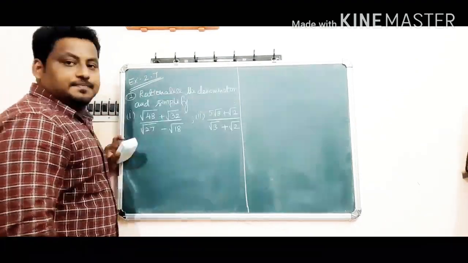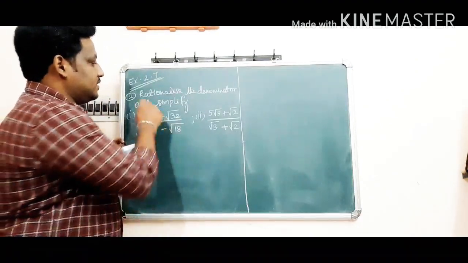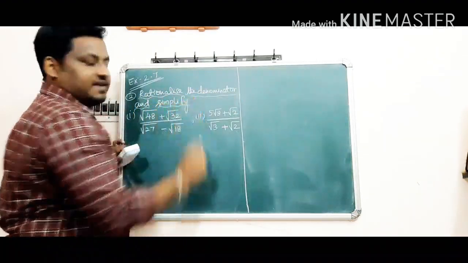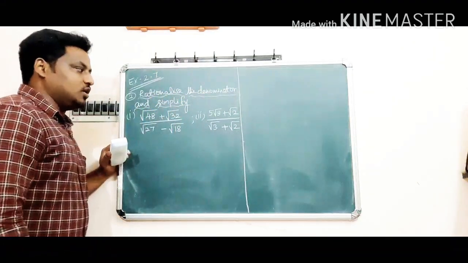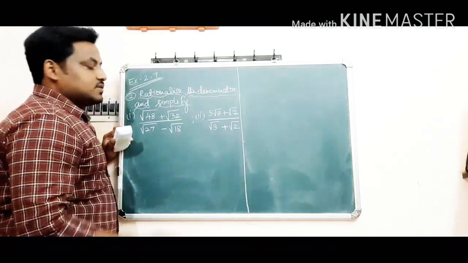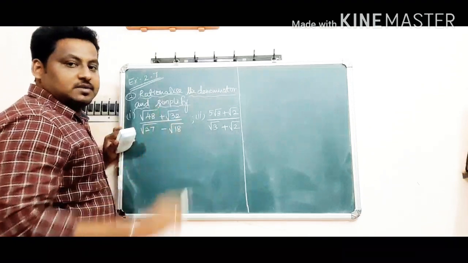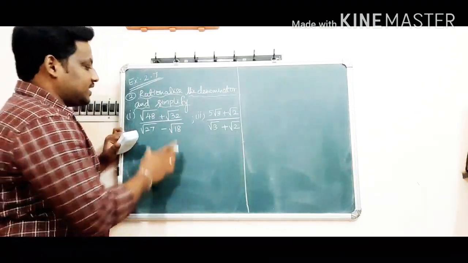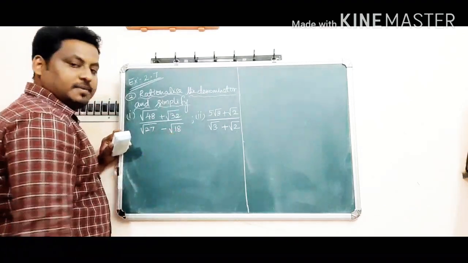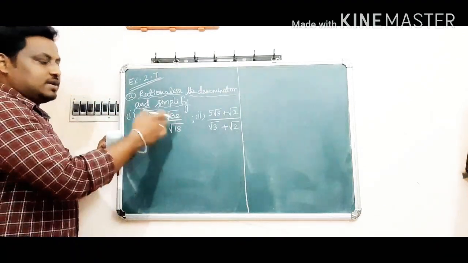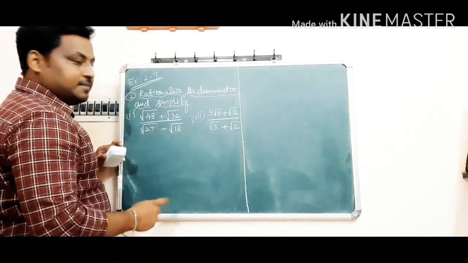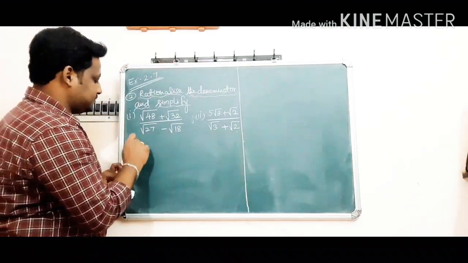Clear? Now second question, rationalize the denominator and simplify. So you have to rationalize the denominator and also you have to simplify the value. Okay. So in previous question only one term is given, only one fraction is given, but here two terms. So both numerator also two terms and denominator is also two terms. So you have to rationalize the denominator and then you have to simplify. Okay. So first question.